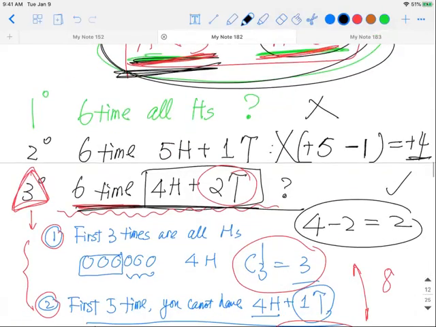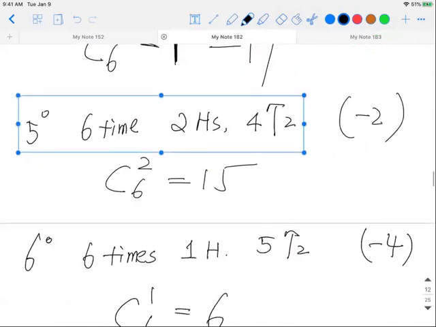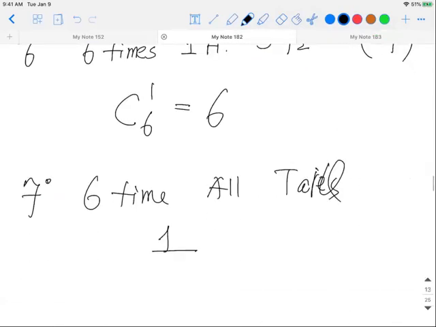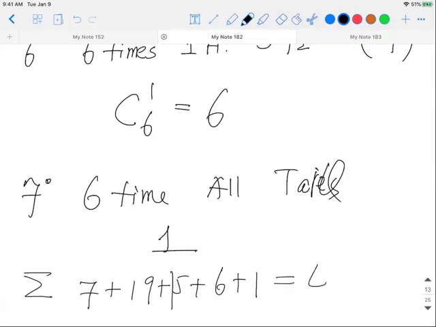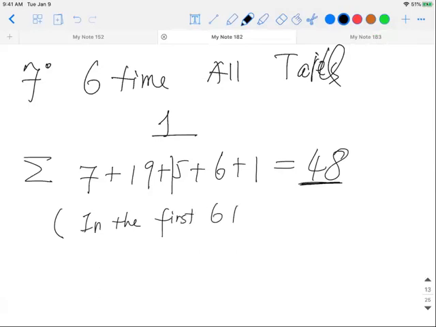So you have 1, 2, 3, 4, 5, 6, 7. In total, you have 7 plus 19 plus 15 plus 6 plus 1 equals 48 problems, 48 scenarios. That being said, it means in the first 6 times, you want to make sure A is lesser than 3. You have 48 problems. A lot of students made a mistake.